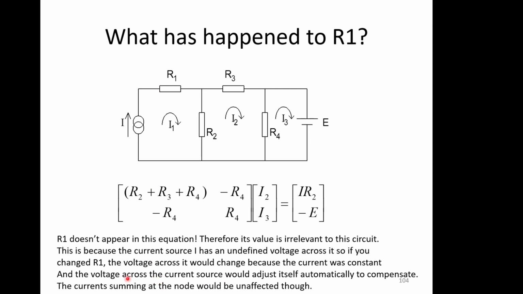And the voltage across the current source would adjust itself accordingly to maintain the current through here, whatever is going on. But the current summing at the node, this node here, completely unaffected because it's currents we're interested in. Voltage over here could be whatever it likes, we don't really care. It's the currents that we're analysing in this sort of problem.